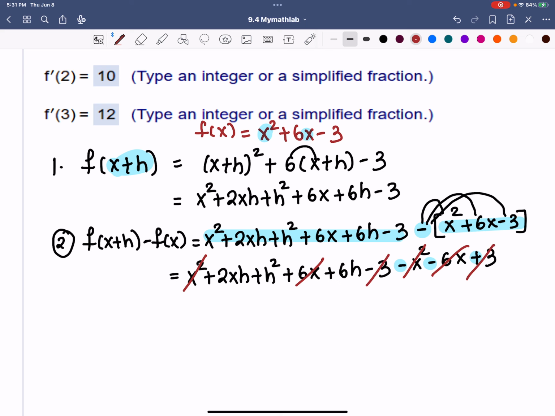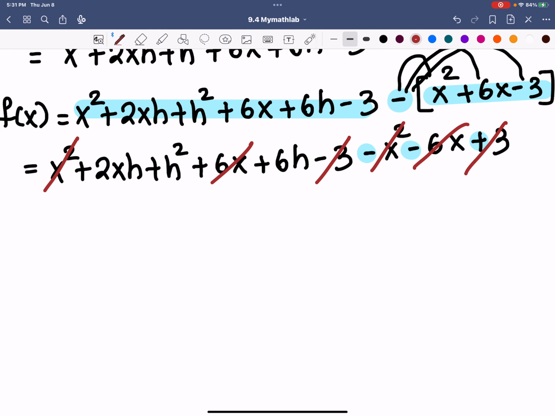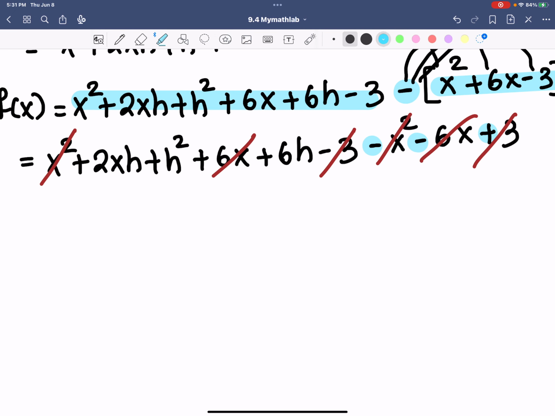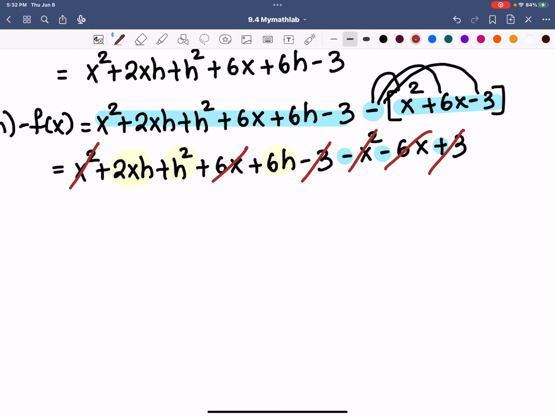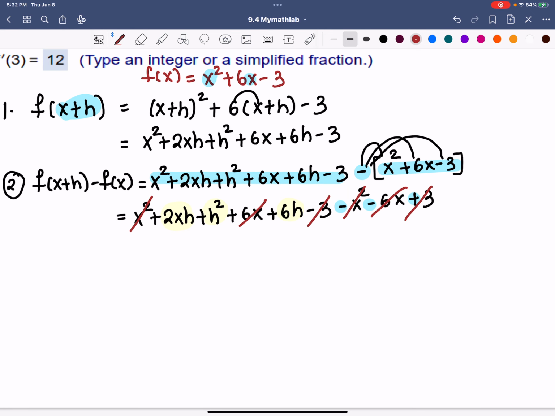Now I'm going to give you a cheat sheet here. If you look closely, I'm going to zoom this in. The only terms that are left are the terms that have an h in them. Do you see that? If you see a term that does not have an h, you made a mistake, so you have to go back and recheck. So that's a little cheat sheet here. Okay, so step 2 is done.